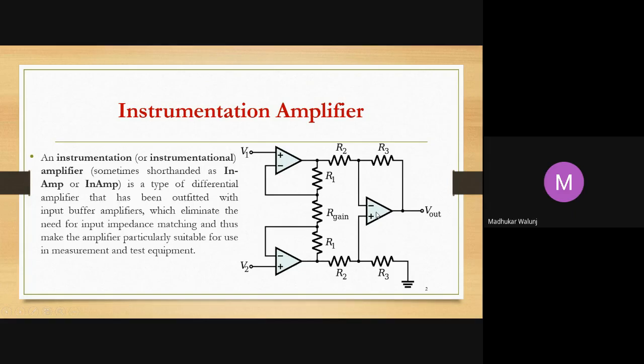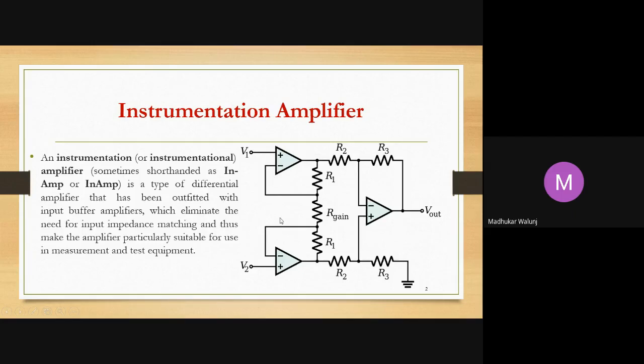So it is a type of difference amplifier. Finally, we are getting V out, that will be equal to gain multiplied by V1 minus V2. So we can say the gain is there, but we have a difference amplifier. It has been outfitted with the input buffer amplifiers that are connected. So we have finally a difference amplifier.